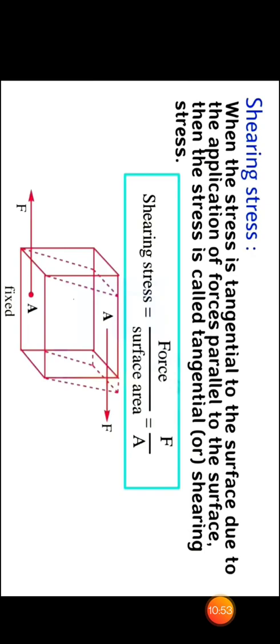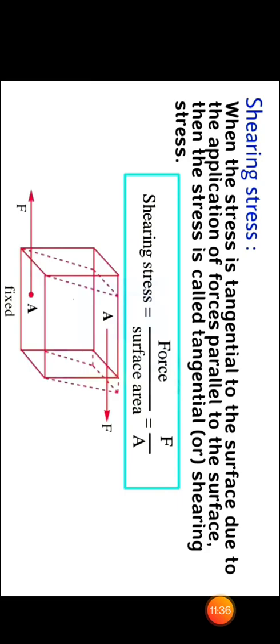Now let F be the tangential force which is acting on the surface area A. This force produces a change in shape of the body without changing its size. It is as shown in the figure. Suppose on the front face of the cube the force F is applied so that the bottom of the cube is fixed and only the top surface is slightly displaced.